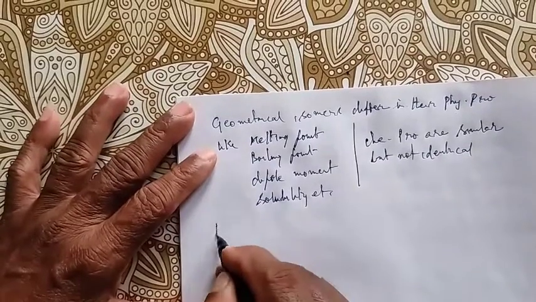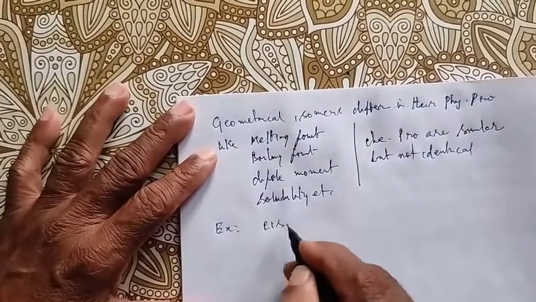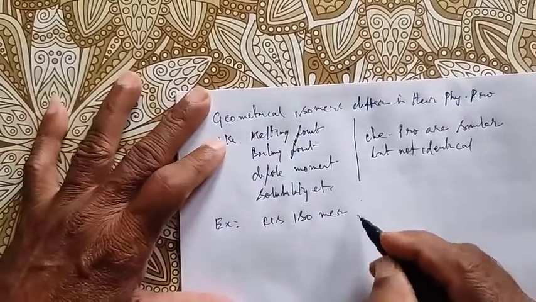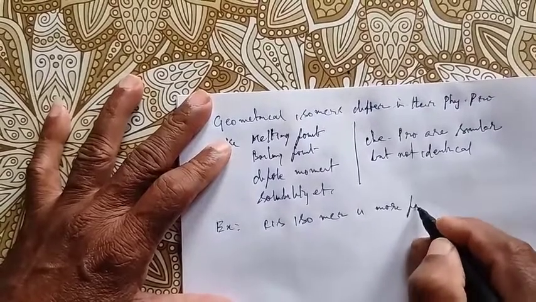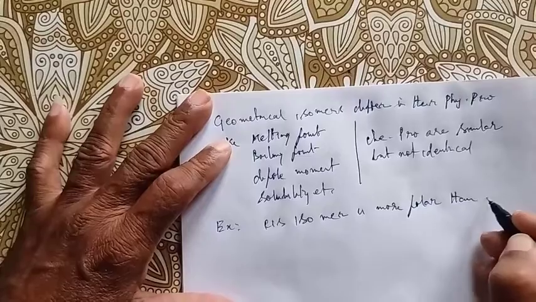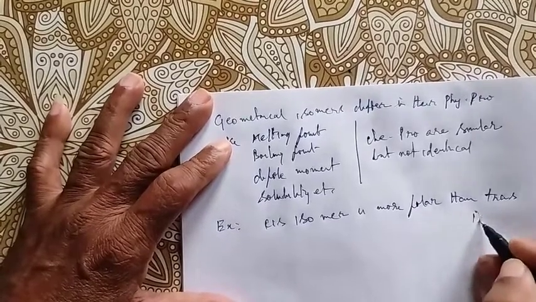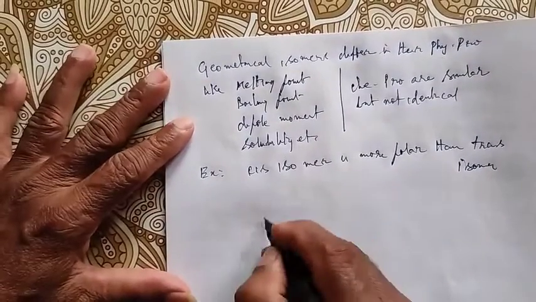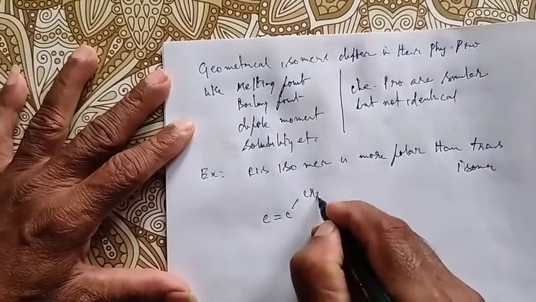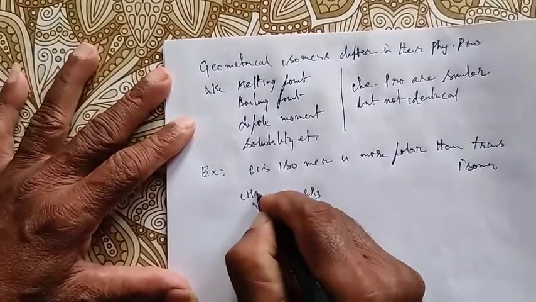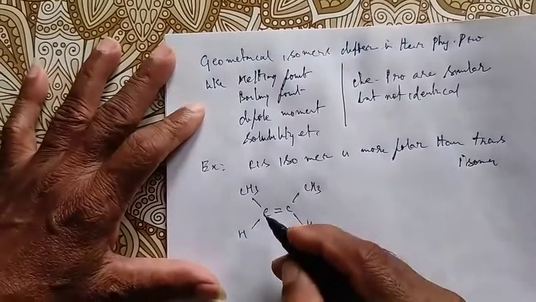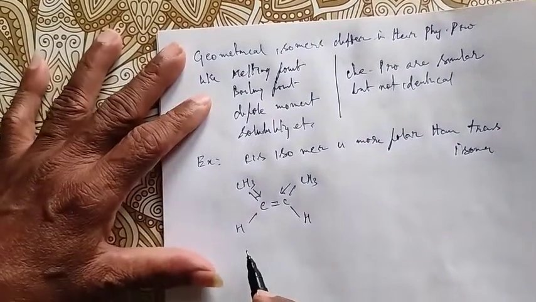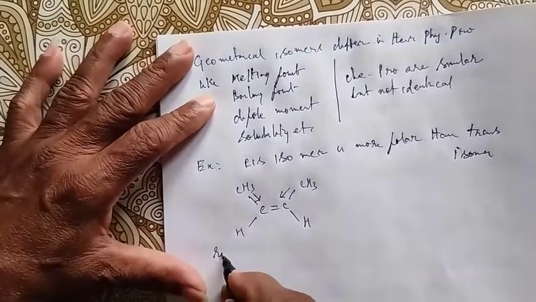Now let us see, for example, the cis isomer. Cis isomer is more polar. Cis isomer is more polar than trans isomer. Why? If you see this diagram, you can understand. For example, this is a butene, CH3, hydrogen, CH3, hydrogen. So here the dipole acts in this manner, whereas the other dipole acts in this manner. Therefore, the resultant dipole is not zero.